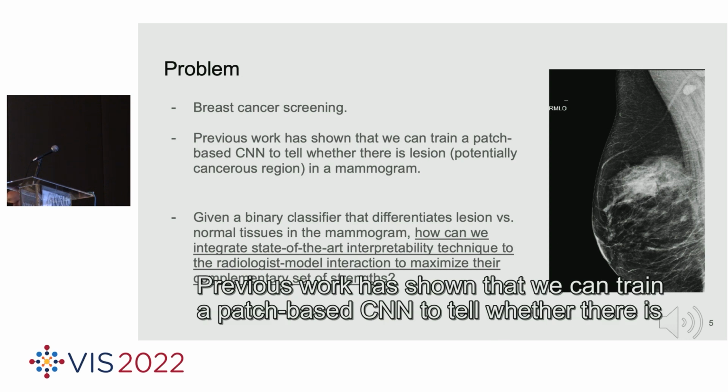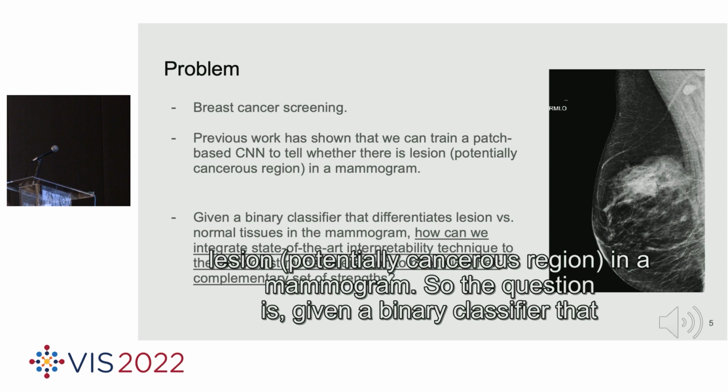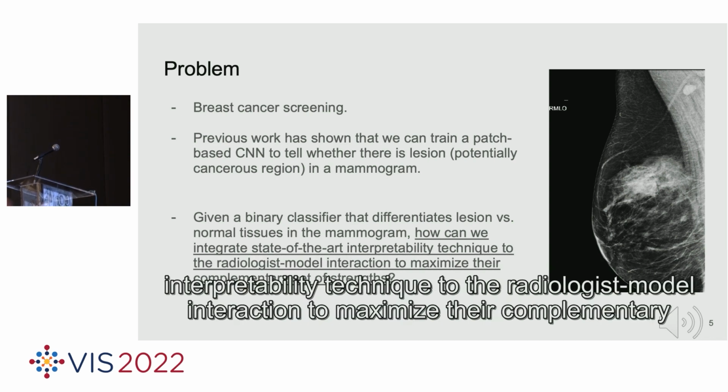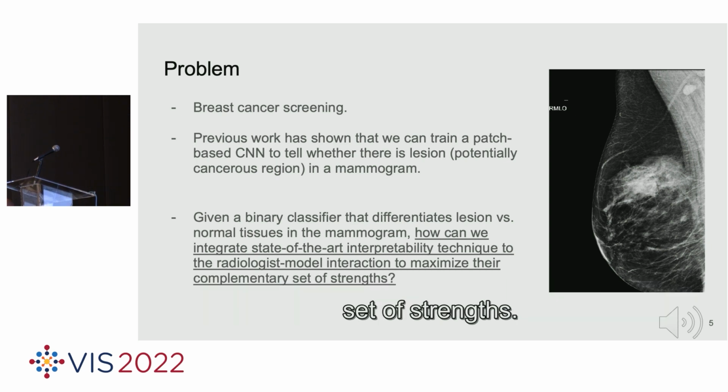Previous work has shown that we can train a patch-based CNN to tell whether there are lesion or potentially cancer regions in the mammogram. So the question is, given a binary classifier that differentiates lesion versus normal tissues in the mammogram, how can we integrate state-of-the-art interpretability techniques into the radiologist-model interaction to maximize their complementary strengths?